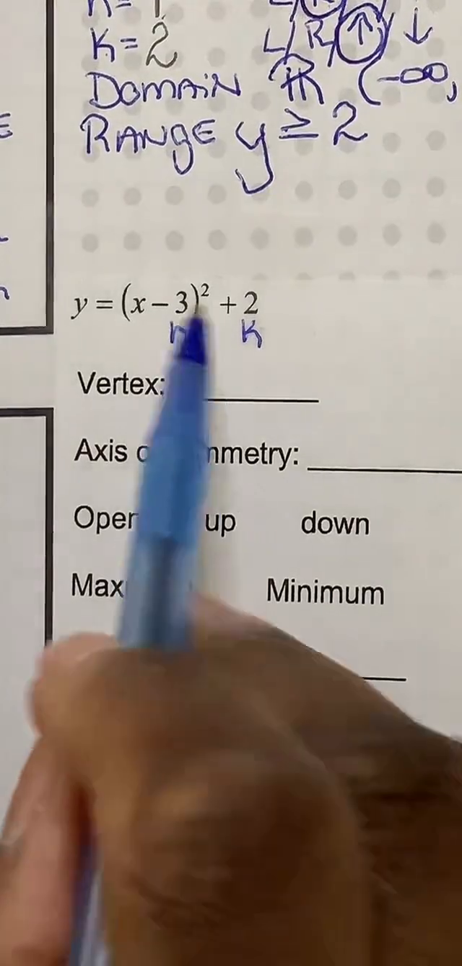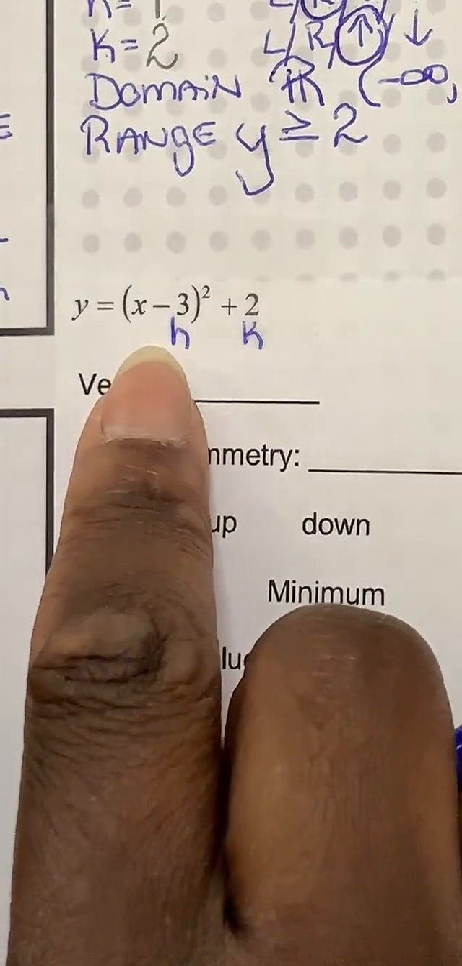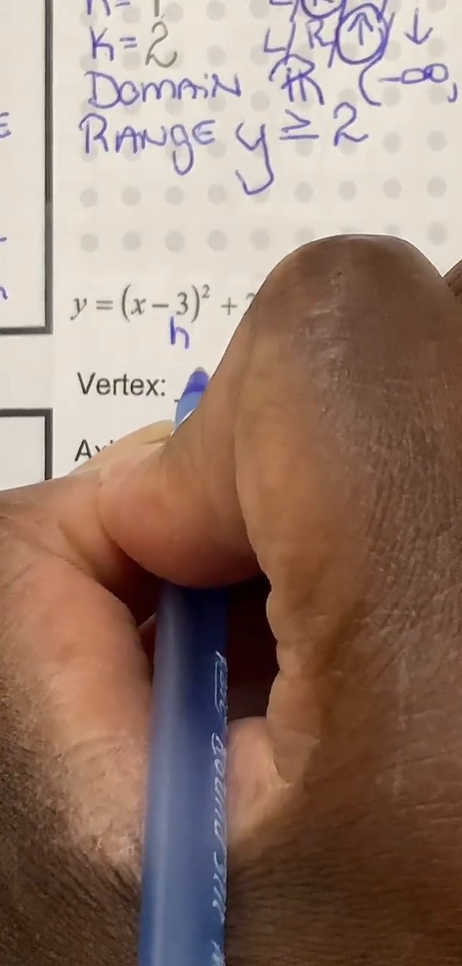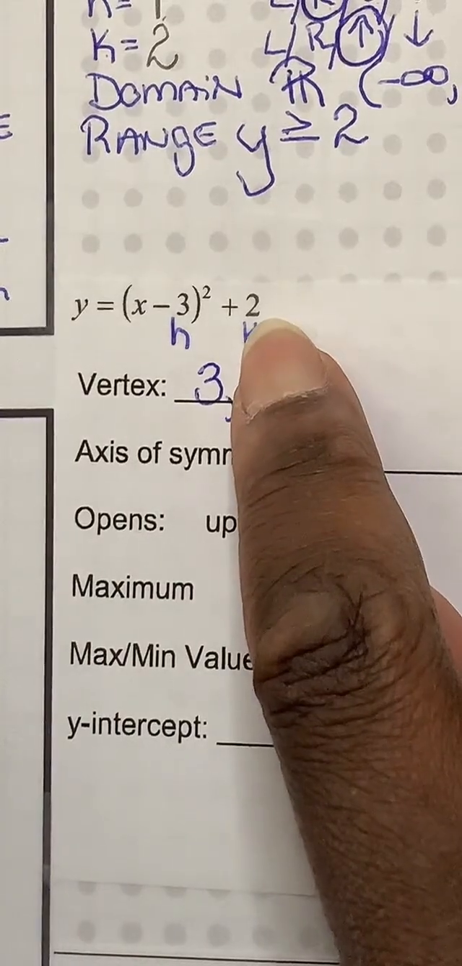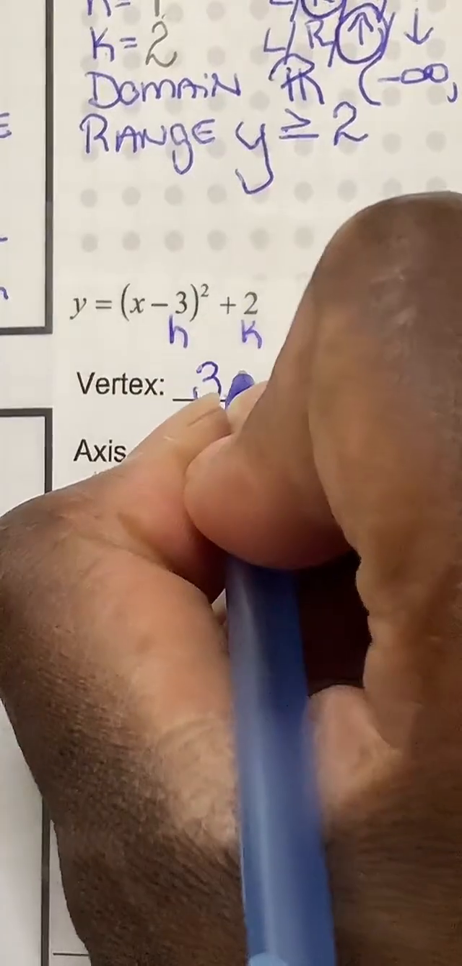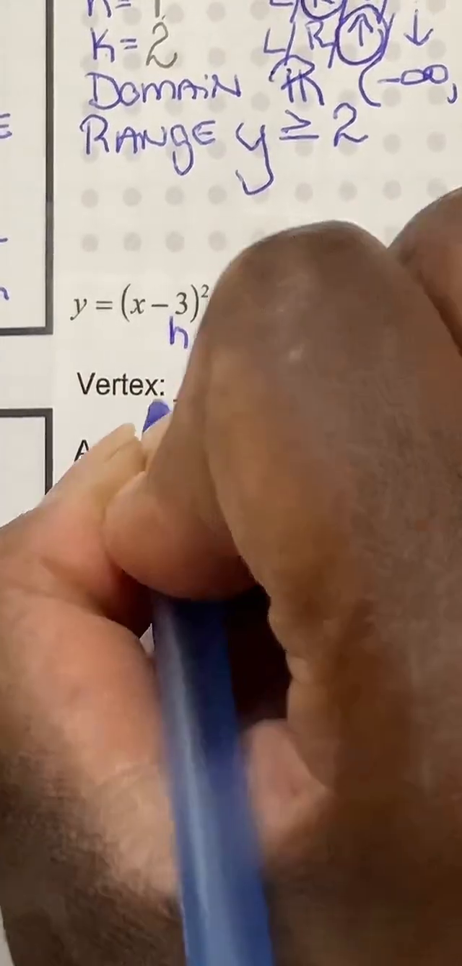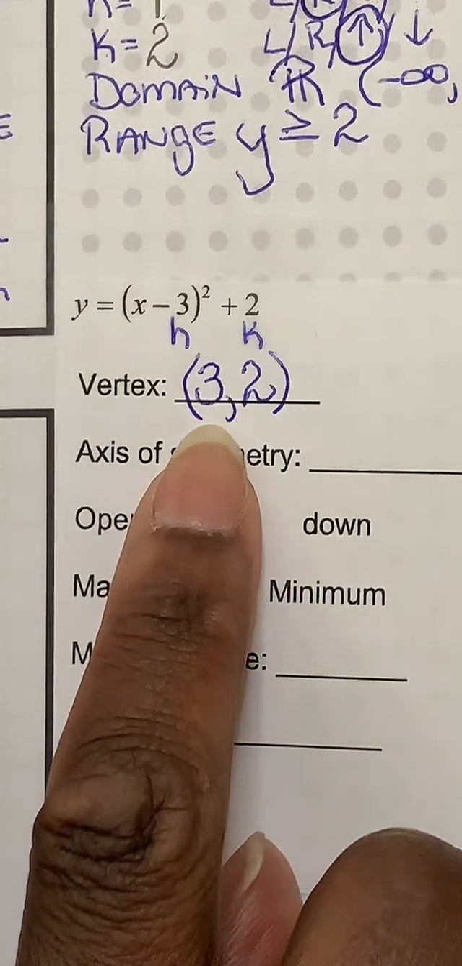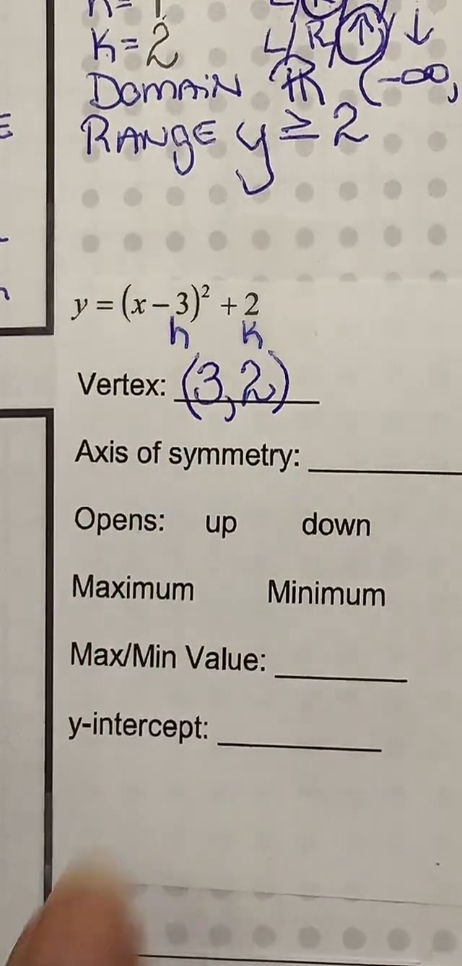Okay. So we change what we see inside the parentheses. So we saw a -3, so that means it's going to be a +3. But we keep what we see for our k. That +2 is going to be a +2. So that's my vertex.